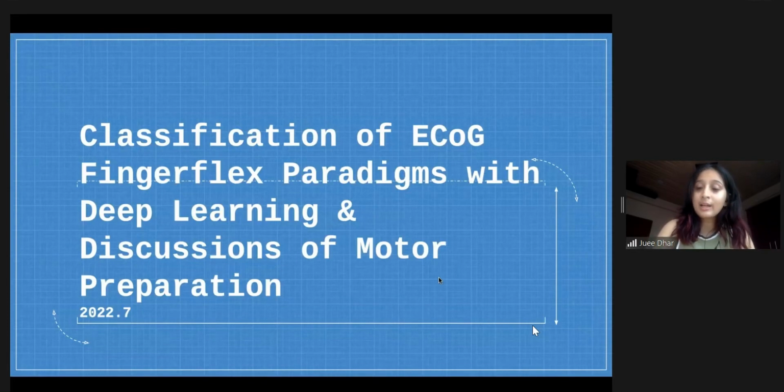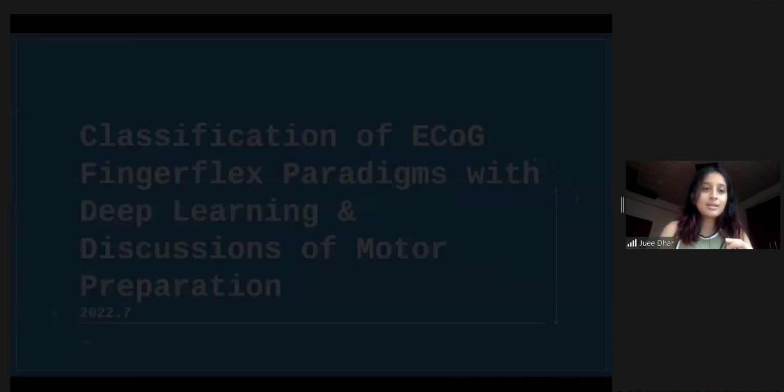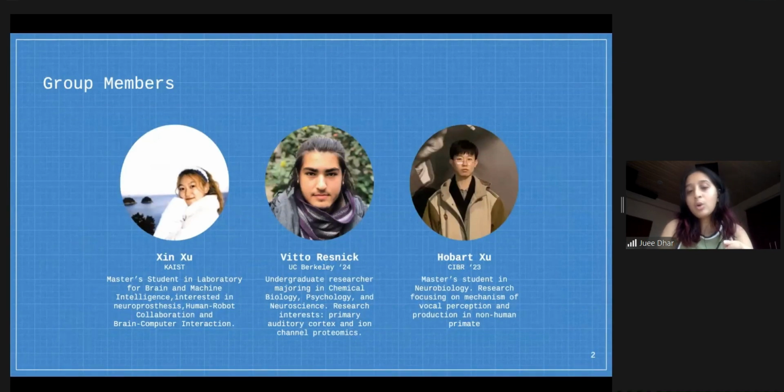Hi, this is Raclette Group 1 presenting classification of ECoG finger flex paradigms with deep learning and discussions of motor preparation. These are our group members, Xin, Vitto, Hobart, me, Doris, and Xin.